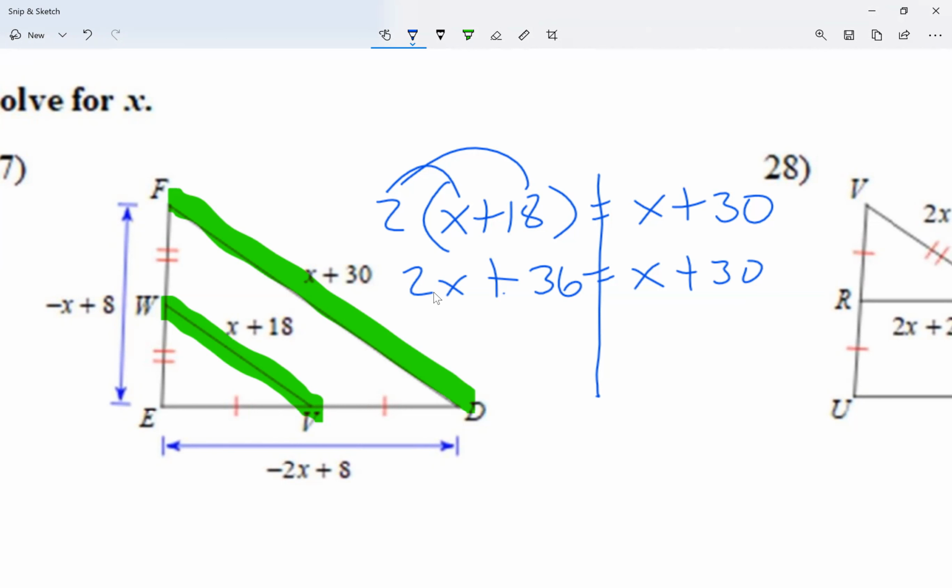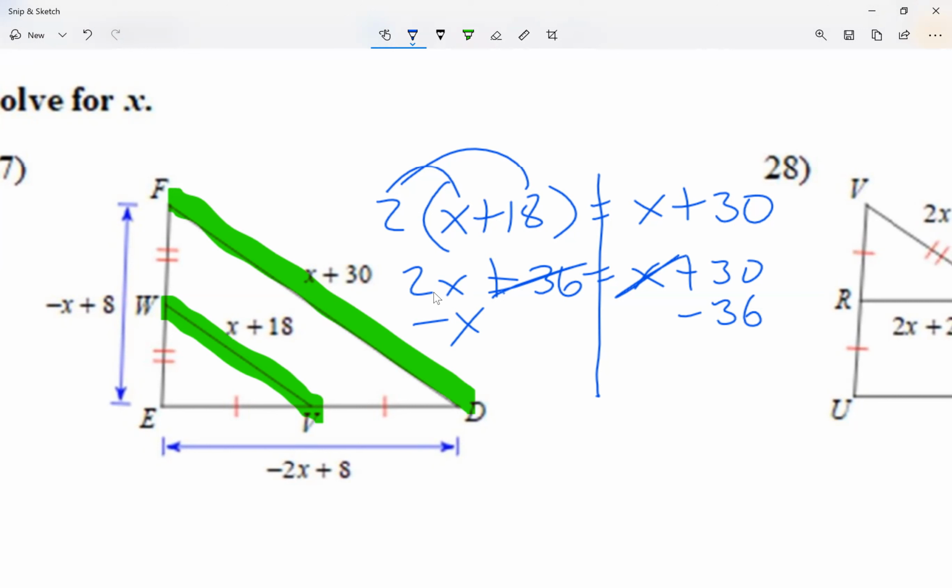So what I'm going to do is move letters to one side and numbers without letters to the other side. So looking at the letters, let me move this positive x over here to the left as a negative x. Don't forget to switch the sign. And then this plus 36, let me move it to the other side as a minus 36. Again, I want letters on one side and just numbers without letters on the other side.